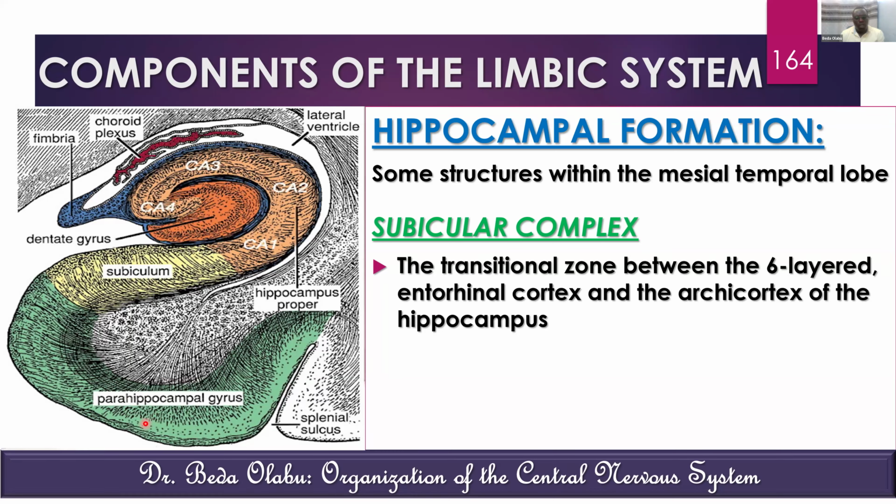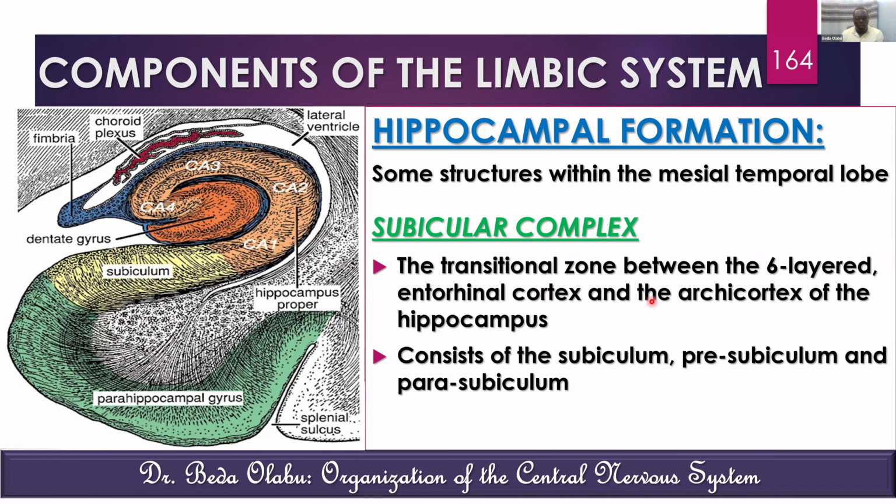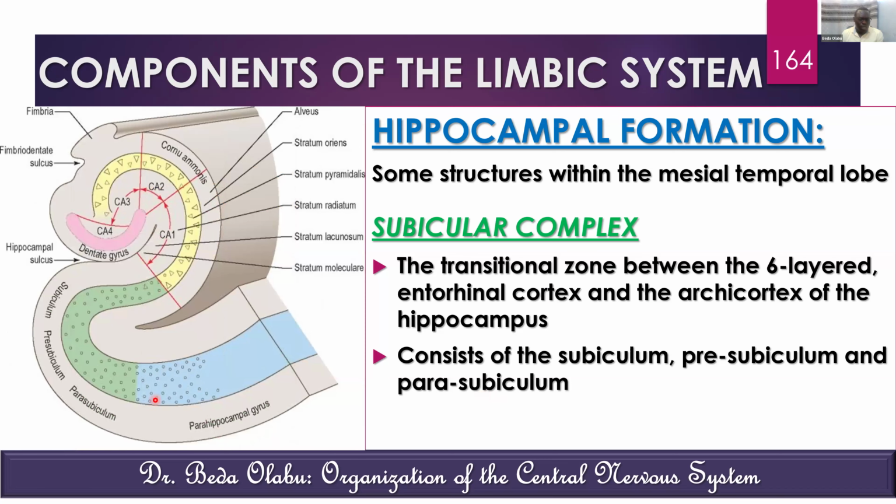So moving from this, the subiculum doesn't have these 6 layers. It actually has 4 to 5 layers. So it's a transition zone between the entorhinal cortex and the archicortex, which you're going to see in the hippocampus and dentate gyrus. The components of the subicular complex are subiculum, presubiculum, and parasubiculum in terms of where they are found. So from the entorhinal cortex, we first move to the parasubiculum, then presubiculum, before we finally reach subiculum.